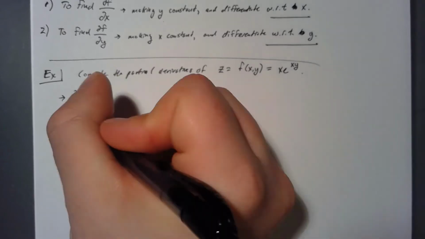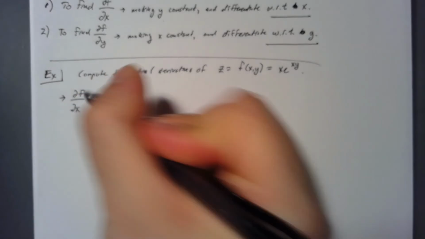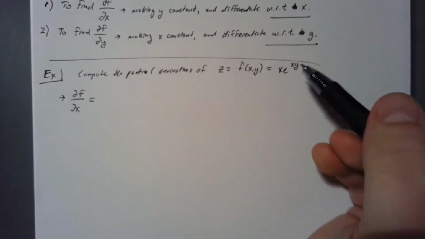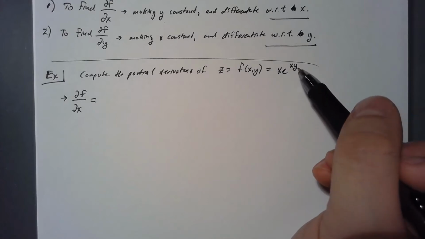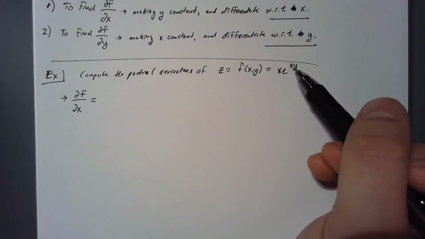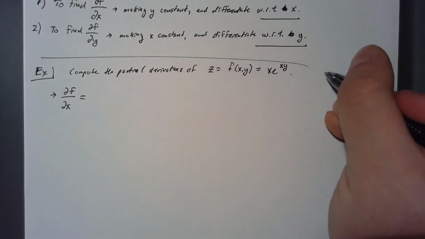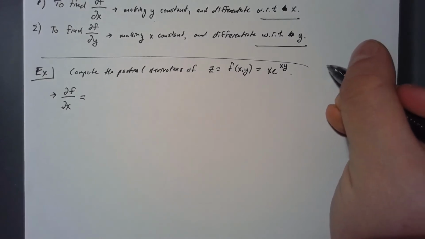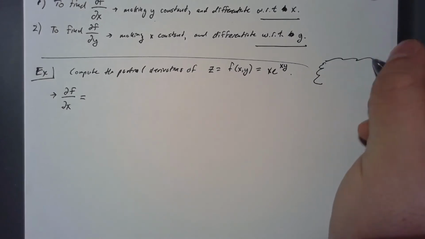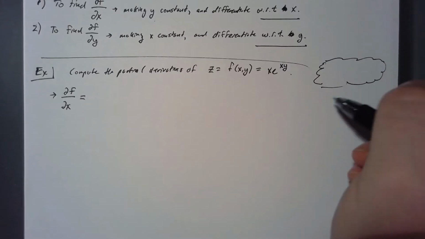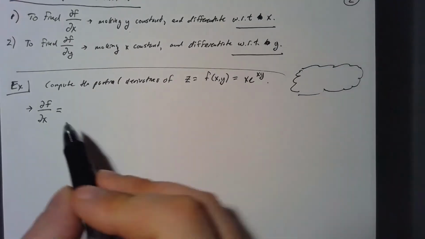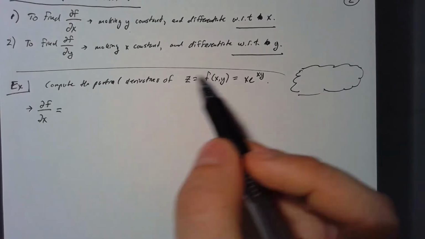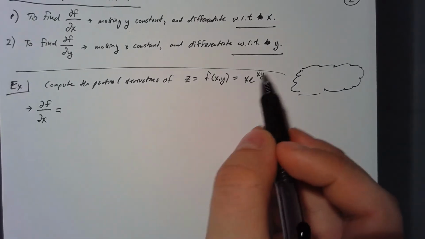So df dx. When I'm taking the derivative of this with respect to x, that means y is going to be treated as a number. That's similar to this, right? Let me put this in like a little thought cloud. That's the same thing as saying df dx. That means I'm taking the derivative of x, and y is being treated as a constant.